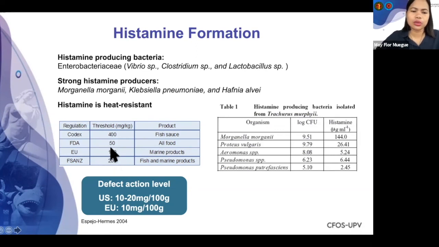Sa EU ata ito, 100. Sa US and other parts of the world, siguro nasa 200. Medyo strikto kasi yung EU. No? Why is it, if you might ask, no? Bakit mataas masyado pag sa fish sauce?